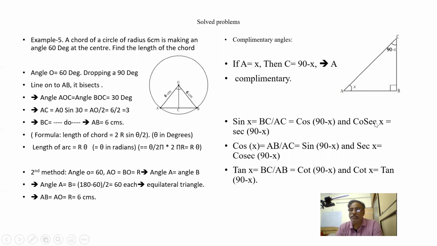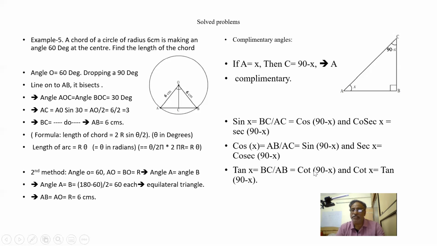Similarly, what is cosecant x? Cosecant x is hypotenuse by opposite. What is secant 90 minus x? Secant 90 minus x is hypotenuse by adjacent side. All are the same. So we will say that cos 90 minus x is sin x. Similarly, what is sin 90 minus x? Sin 90 minus x is AB by AC. What is cos x? Cos x is adjacent side by hypotenuse, AB by AC. So sin 90 minus x is cos x, and cos 90 minus x is sin x.